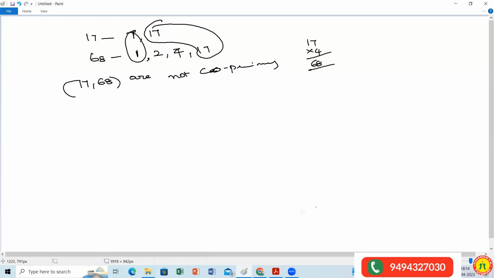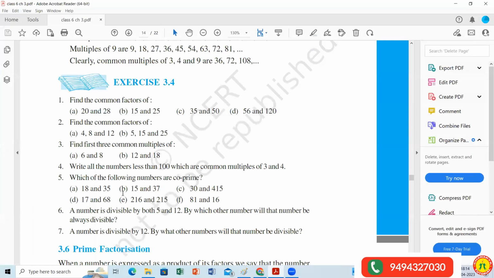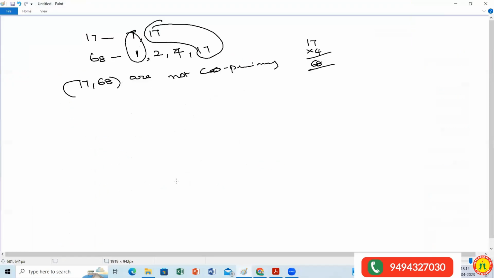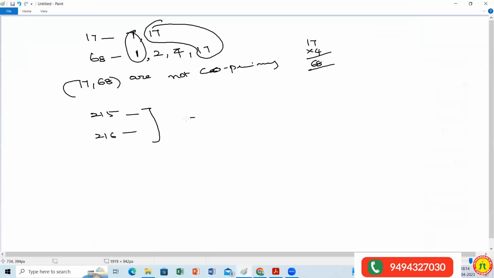Next question to the student. Adrit. Yes, very good, Adrit. You got the answers, you didn't give me any chance. Aishwarya, please respond. 215 and 216. By looking only, you can say this. Yes, ma'am. 215 and 216, these are consecutive numbers, yes or no?